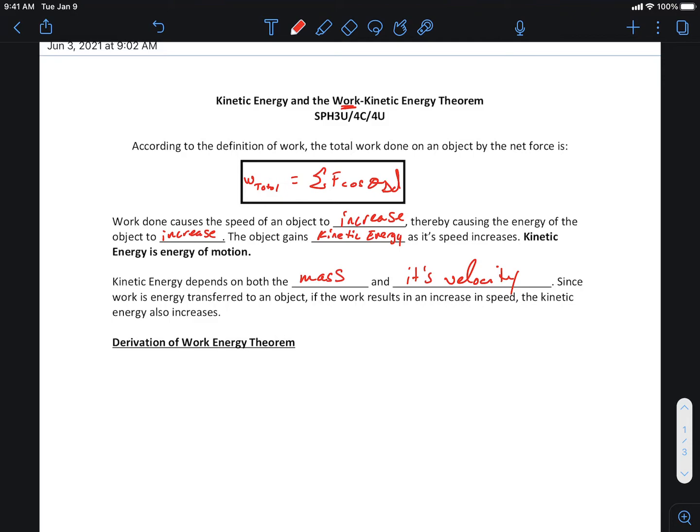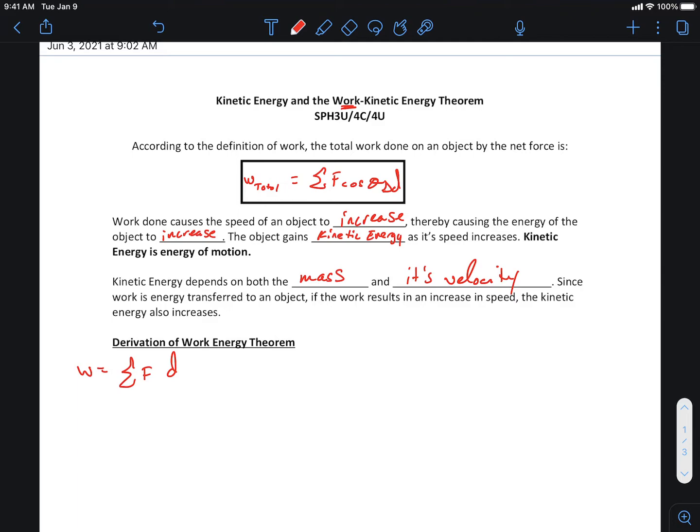Okay, and so what I want to show you here is pretty cool. Here's this word that we were talking about yesterday, derivation, right? I'm going to show you where the equation comes from, and it's kind of cool to see it all come out like that. So we know we're working with work, okay? Work is the sum of the forces along the path of the displacement multiplied by the displacement.